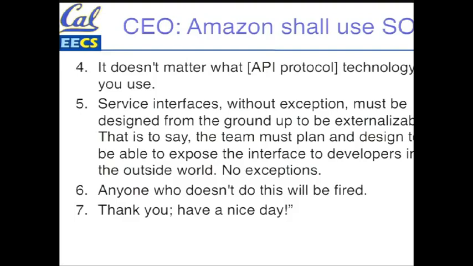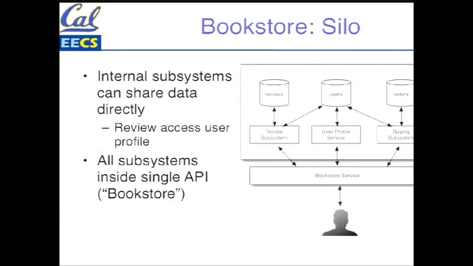So to make it more clear what a service-oriented architecture is, here's an example that we've got in the book. Let me use this. So this is a monolithic one, right? There's a bookstore service. These things can do direct reads from each other's databases, invoke each other. But the user has to go through the single API, the book service. What would a service-oriented architecture look like for that?